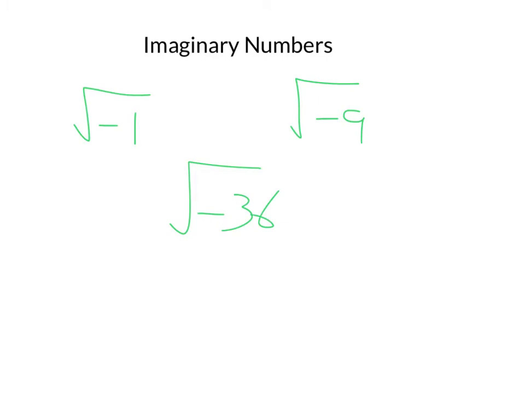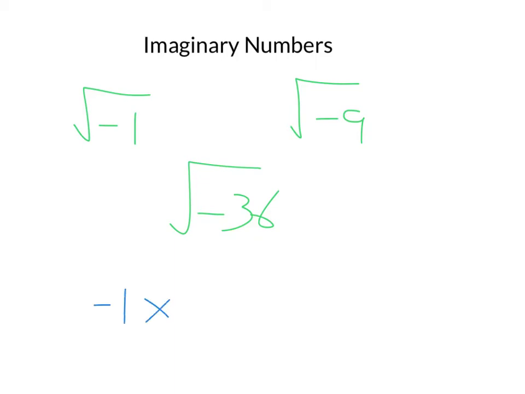So if you think about the square root of the number minus 1, the square root of the number minus 9, or the square root of the number minus 36, and put any of them into your calculator, you are likely to get something that says math error or something similar. What that means is that the calculator cannot find the square root of minus 1.